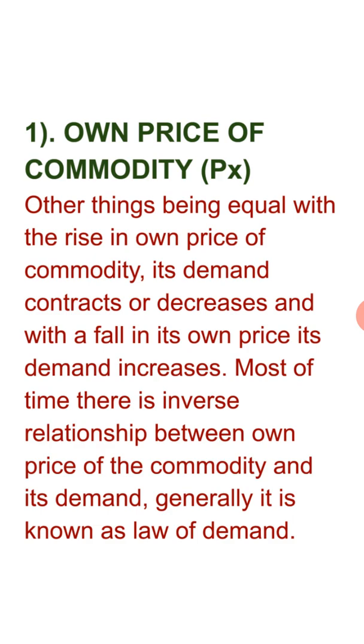When other things are equal or constant, there is always an inverse relationship between the price of a commodity and its demand. As soon as the price of a commodity increases, we decrease its demand. As soon as the price of a commodity increases, it is common human behavior that we decrease its demand. And as soon as the price of the commodity decreases, we increase its demand. And generally it is known as the law of demand.